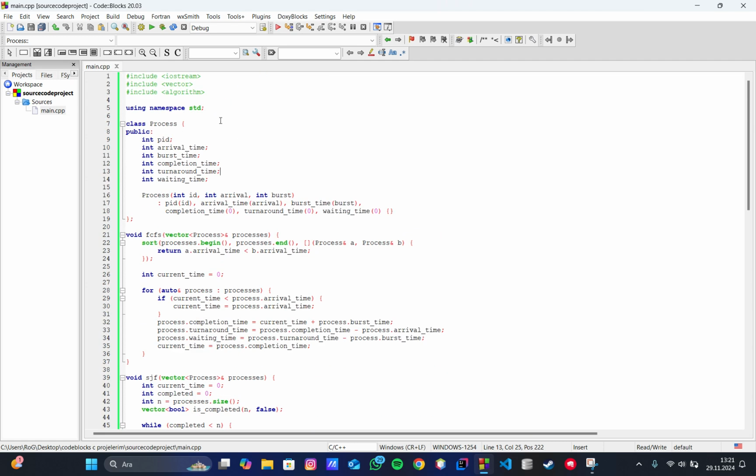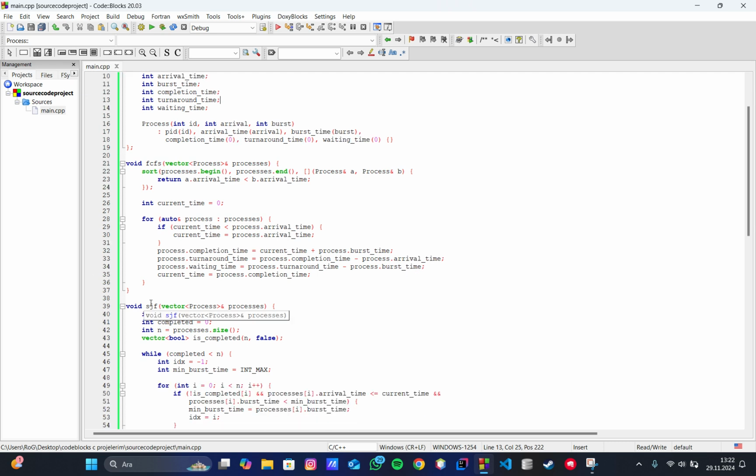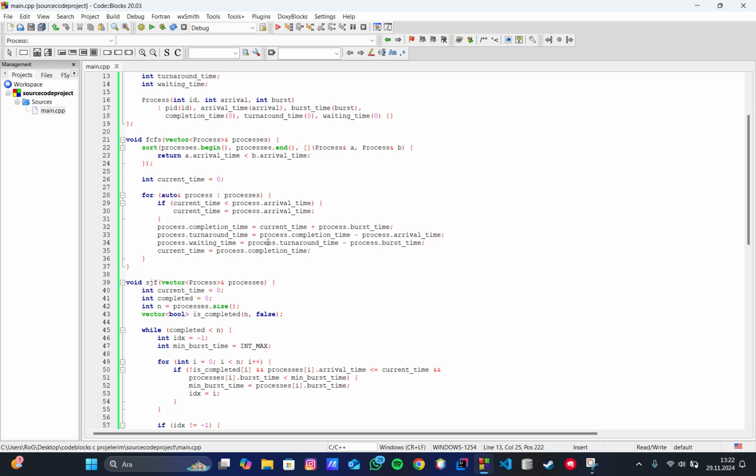So let's talk about the process class. This class stores each process's PID, process ID, arrival time, burst time, completion time, turnaround time, and waiting time, which are defined here. And there is a function for the first come first served algorithm that sorts the processes based on arrival time. Then it calculates each process's completion time, turnaround time, and waiting time. And there is a function for the shortest job first algorithm, which finds the process with the shortest burst that has arrived and hasn't been completed yet, executes this process, updates the times, and continues until all the processes are completed.